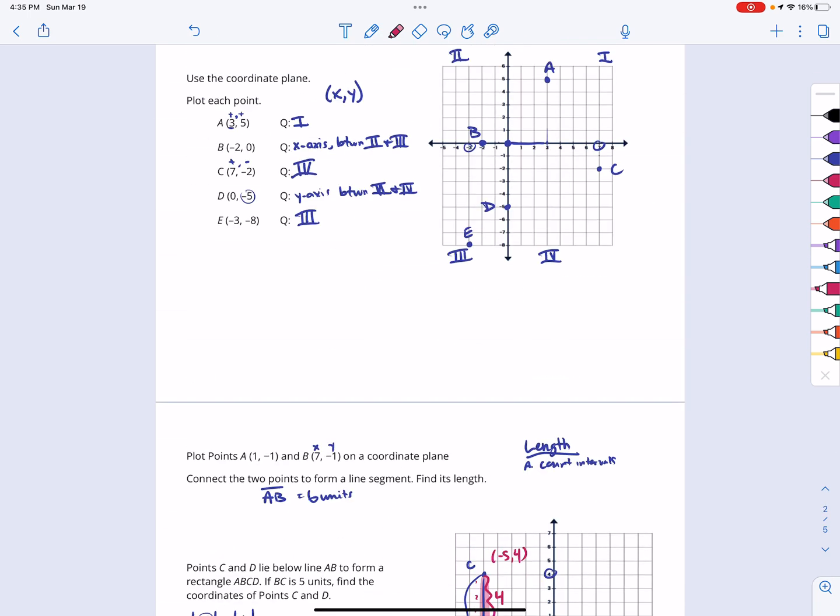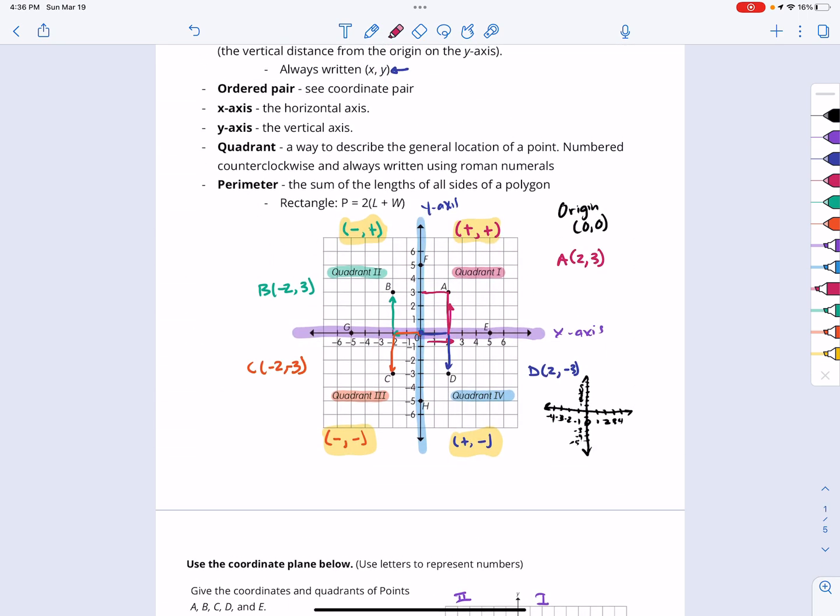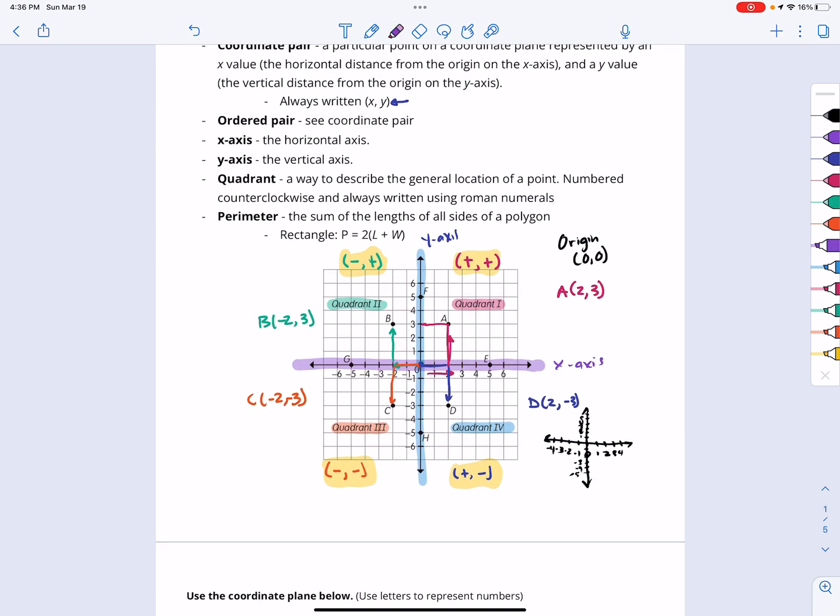A couple of things that I just want to reinforce one more time is that the x-axis is always horizontal, the y-axis is always vertical. Coordinates are always, always, always written in this form. And please make sure that when you do your quadrants that you write them in Roman numerals.